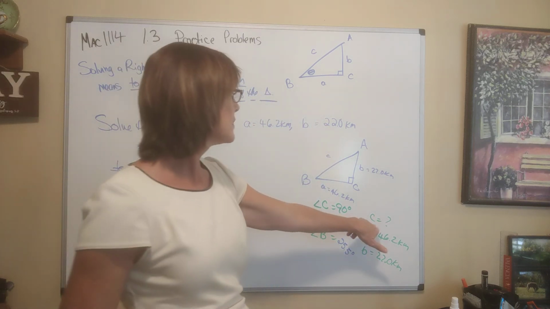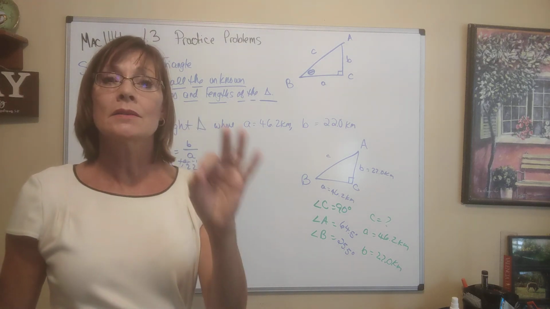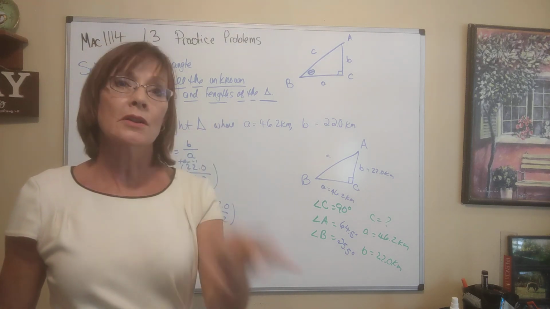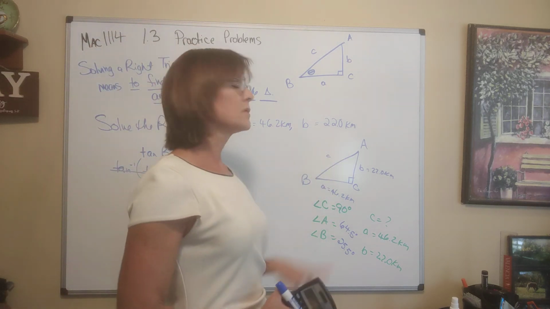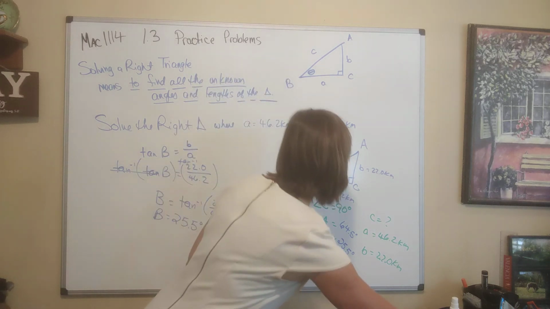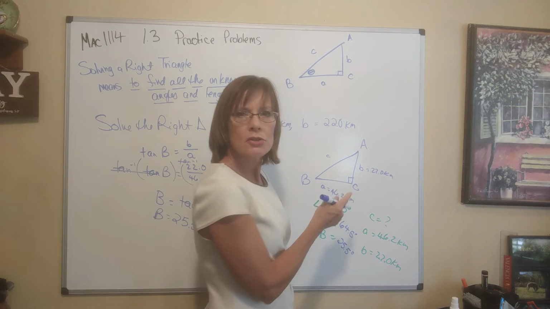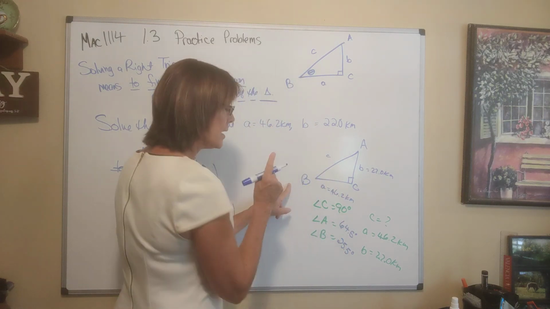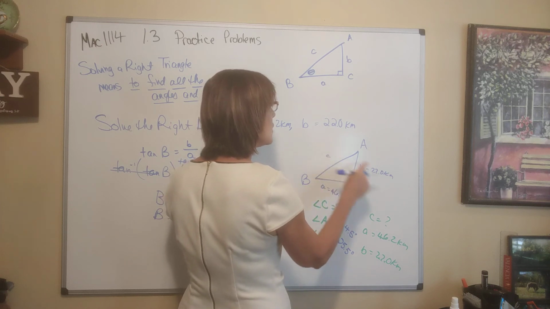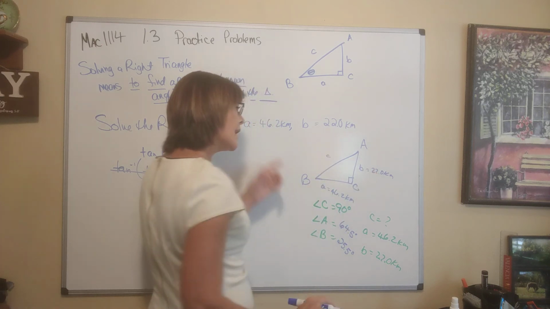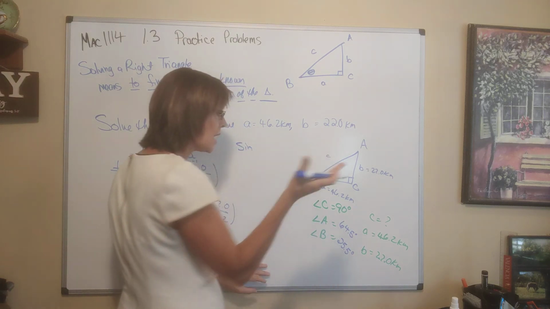Now, the only thing left to do is C. You could use the Pythagorean theorem, but I'm going to use trig functions because I really want to emphasize trig functions, because that's what we're learning here. We know all the angles at this point. I'll stay with B. I need a trig function that involves maybe adjacent over hypotenuse or opposite over hypotenuse. And I'm going to choose sine. There's a lot of ways to go here.